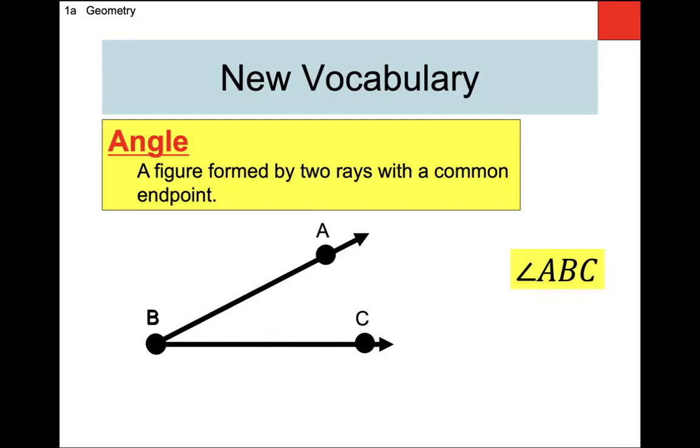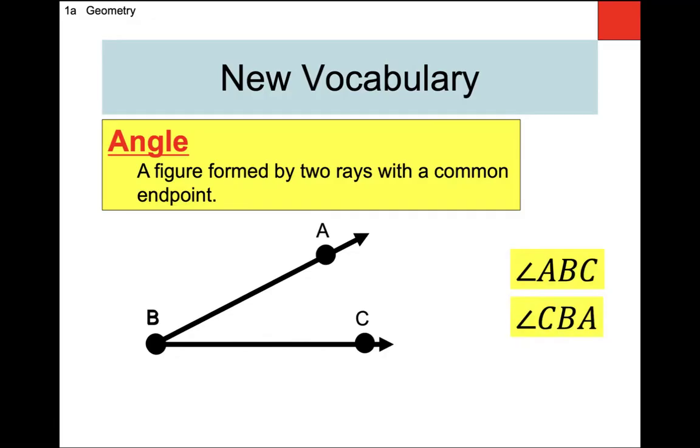Remember, there's an infinite number of points that make up that shape, but I just need three letters to define that. I need one point on the ray and its endpoint for each ray, and that would give you ABC. Notice that B, the vertex, is in the middle of those three letters. It could also be called CBA. That's the second way. There's two ways left.